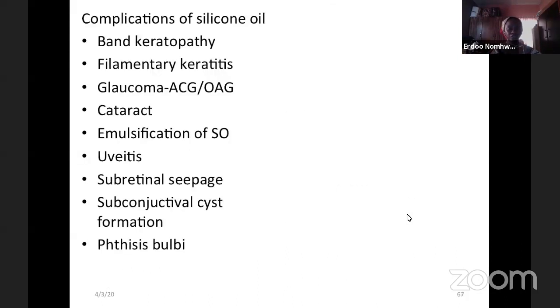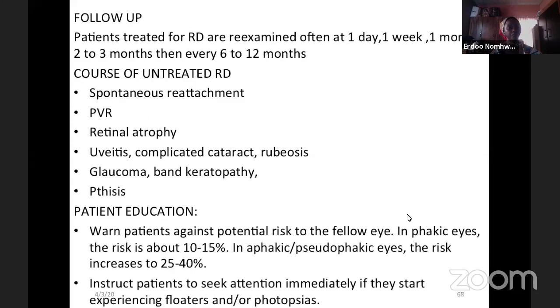Then because silicone oil is one of the tamponading agents you can use, the patient can have band keratopathy, end up with filamentary keratitis, glaucoma, cataract. The oil can emulsify. That's one of the pathways to the glaucoma. It damages the trabecular meshwork, causes emulsification too. Then there could be uveitis, subretinal seepage, subconjunctival cyst formation, ptosis bulbi.